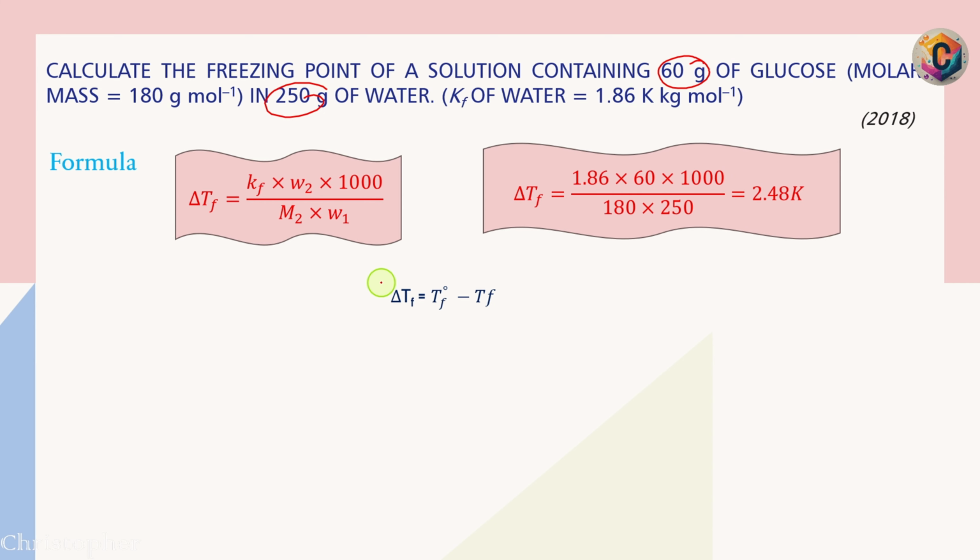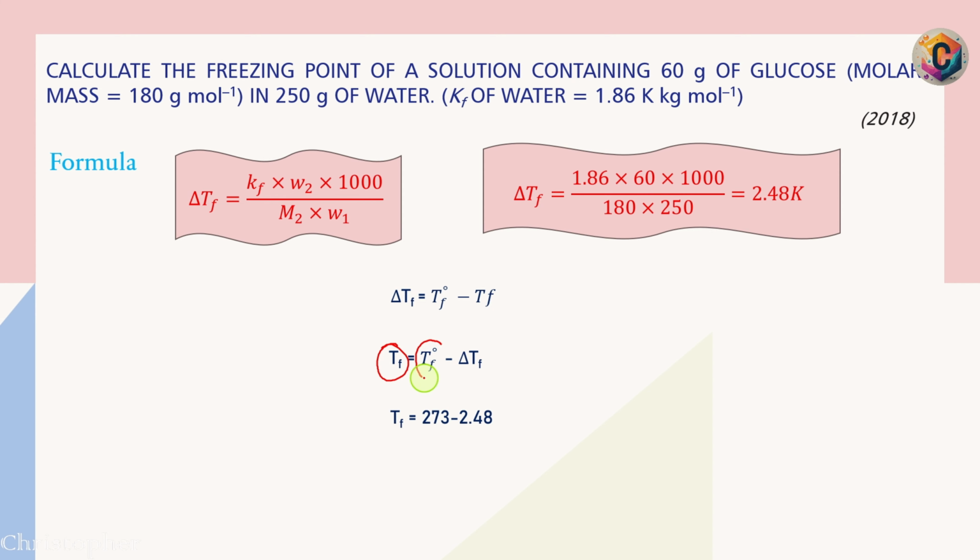Now the next formula you should know is delta Tf is equal to Tf naught minus Tf. Got it? So what will I now do? I have to find out Tf. So I'm rearranging this equation, and after rearranging, I will get this.